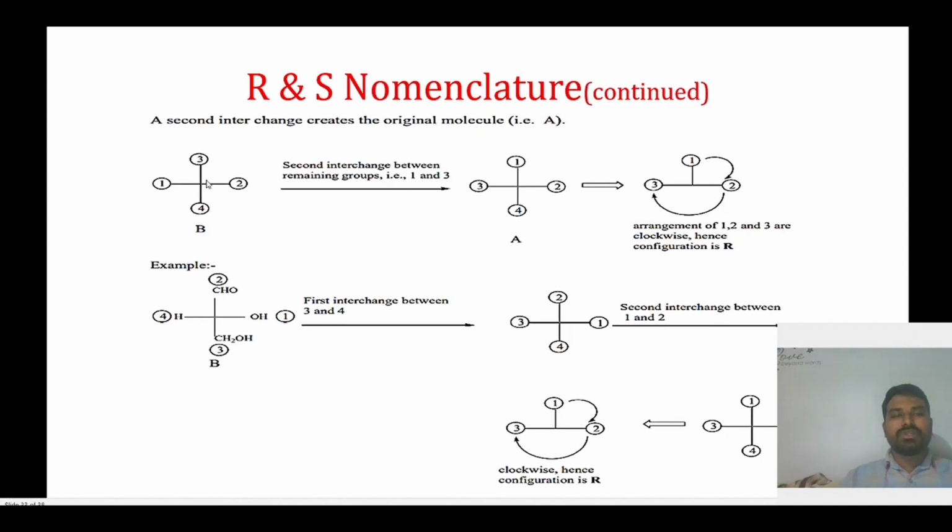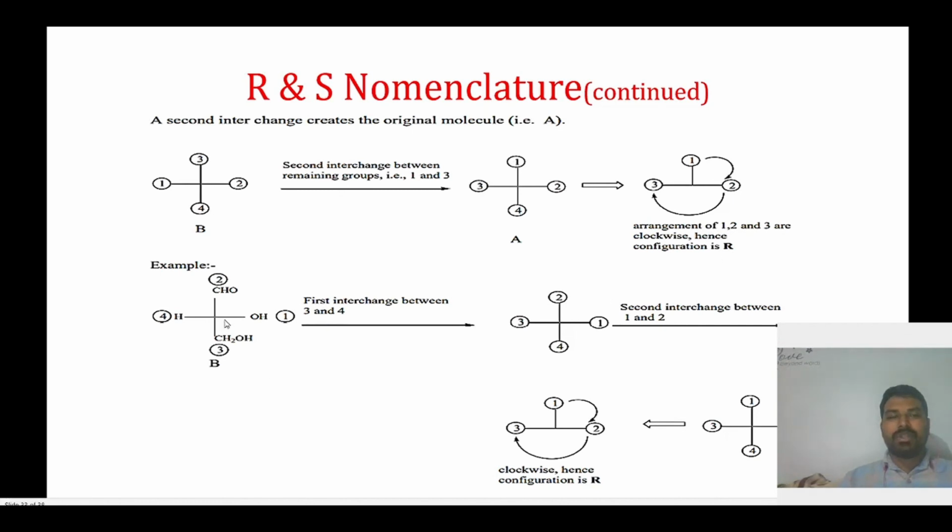This was your molecule which we have interchanged. Now the second interchange is between the remaining groups, that is 1 and 3. We will interchange 1 and 3. This is the priority loop. According to 1, 2, 3 are clockwise, hence the configuration is R.